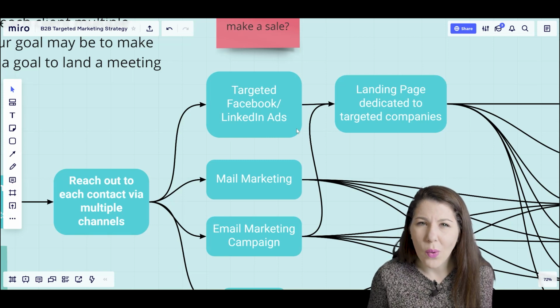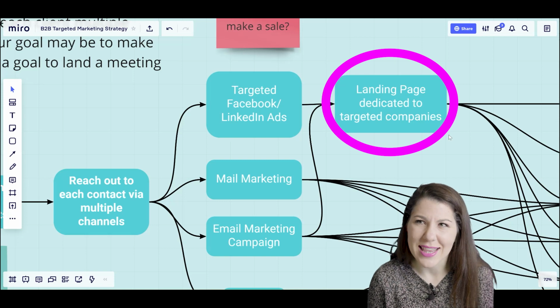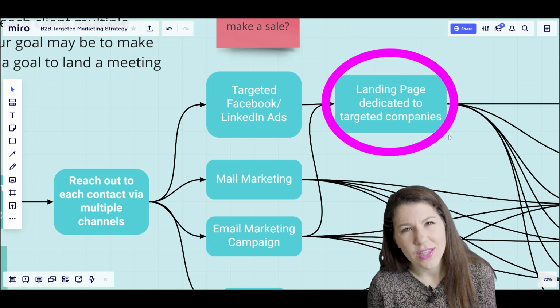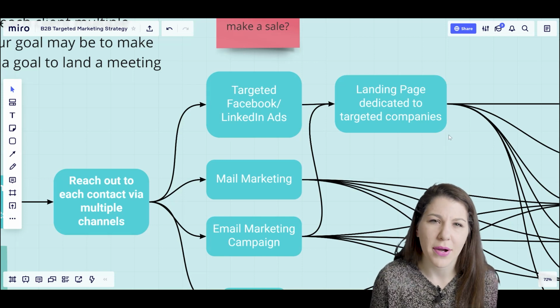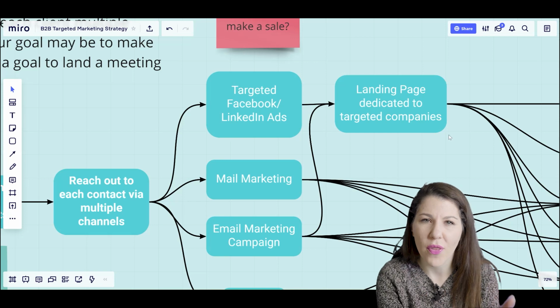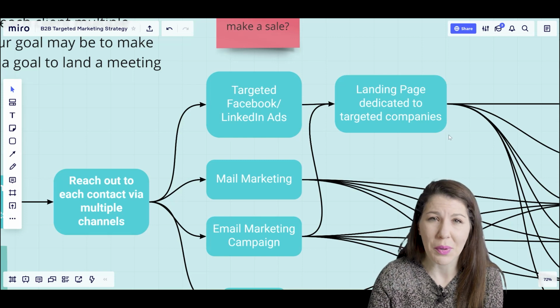And then you should always have a landing page. If you're using the targeted Facebook ads and the targeted LinkedIn ads, you want a landing page that is dedicated to those companies that you're marketing to, not for the whole world, not for your mass marketing campaign. Something that's specific to them, what they're going through, their struggles, and how you have solutions to fix it and freebies that are going to help along the way.